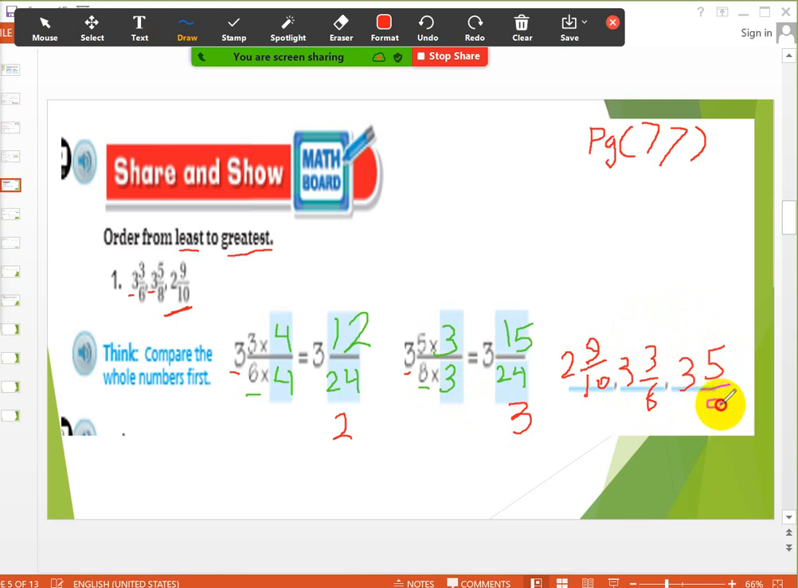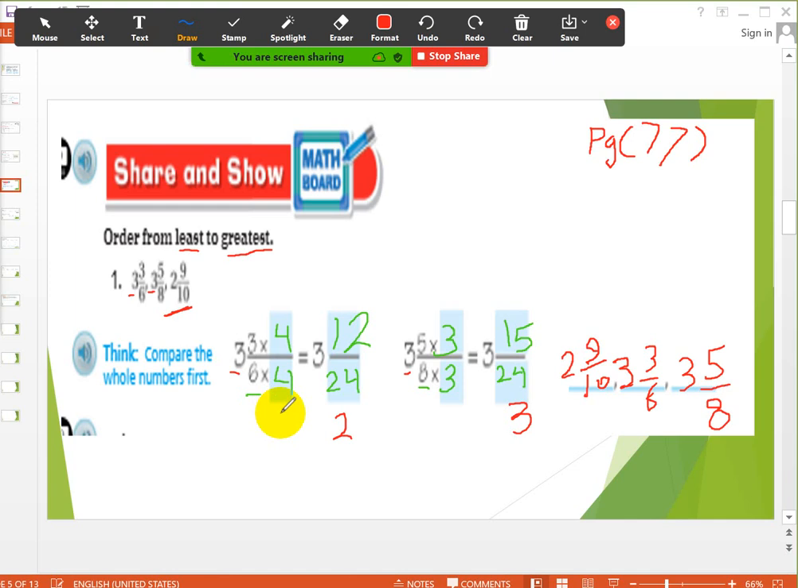I think I solved a similar exercise yesterday, right? How to order the numbers. First thing, I will compare between the wholes. So from the wholes I know that this one is the least. Then I have to compare between 3 and 3 over 6, 3 and 5 over 8 by making the denominators the same, using the greatest common factor for the denominators.